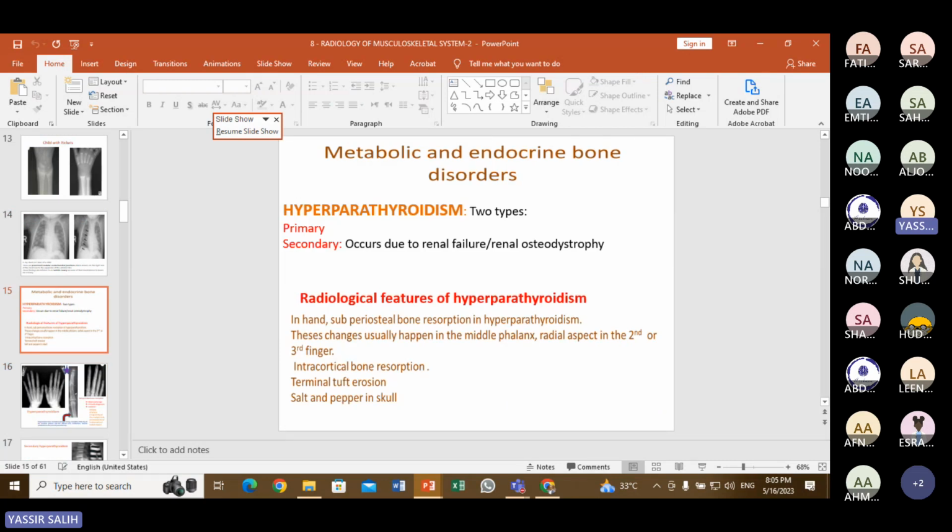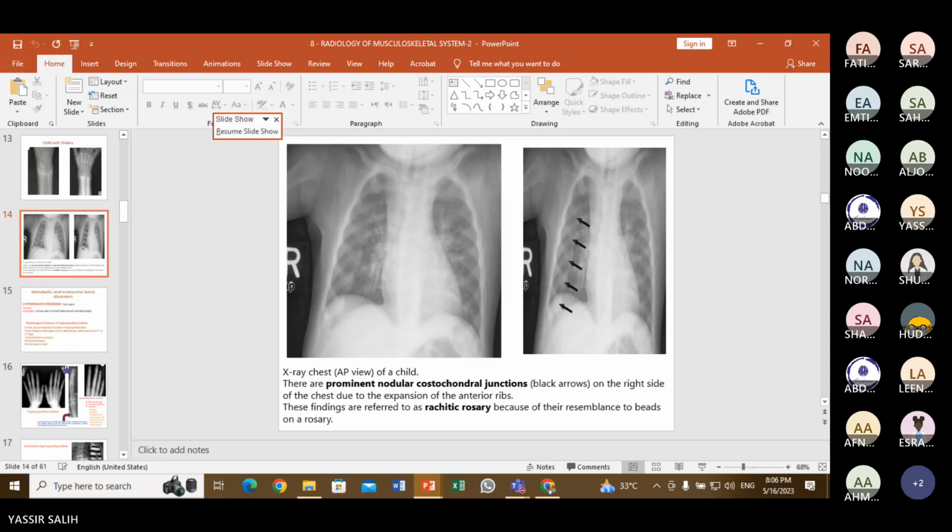What are the radiological features of hyperparathyroidism on hand X-ray, the pathognomonic and characteristic features? There are many features, but the most important pathognomonic one is subperiosteal bone resorption.